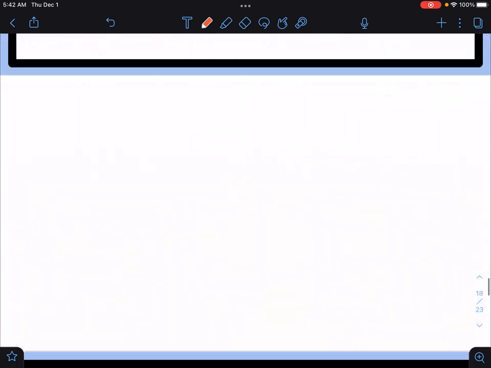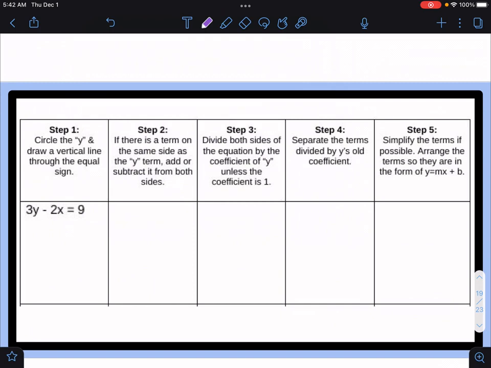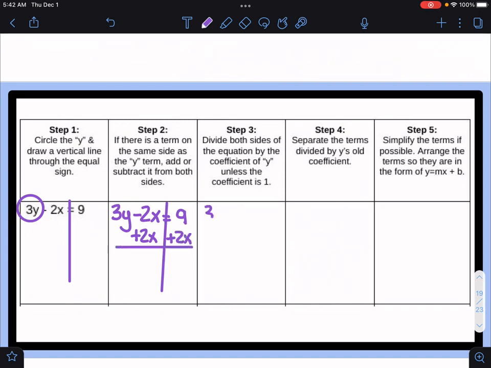Alright, let's look at the next one. We are going to draw our line so we know which is the left and the right side, and then circle our y so we know what's there. I can't have that negative 2x on the same side, so I'm going to have to get rid of that. Because it's negative, that means I'm going to have to add it. Add 2x to both sides, add 2x. That would leave me with 3y equals 2x plus 9. I always like to write the x first because I know that's proper form.